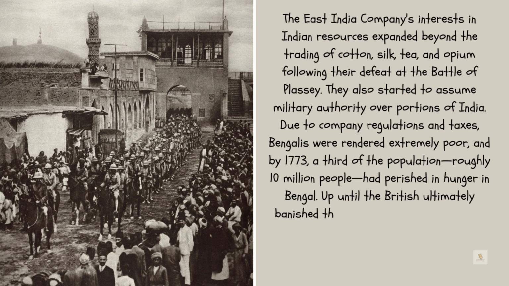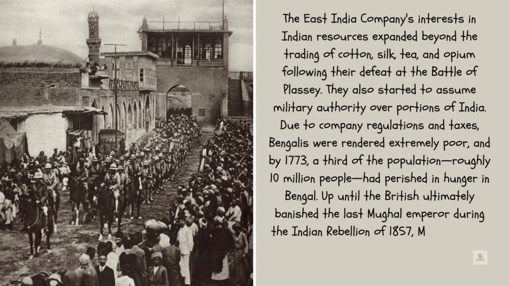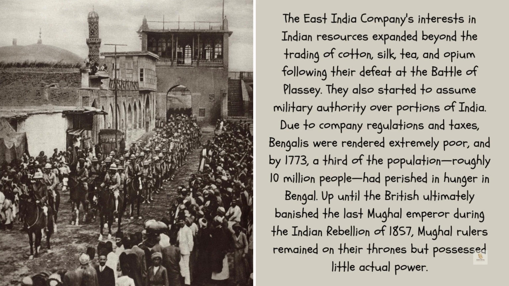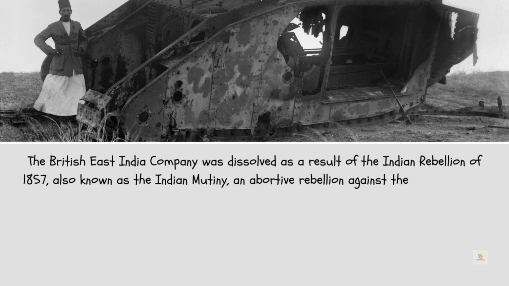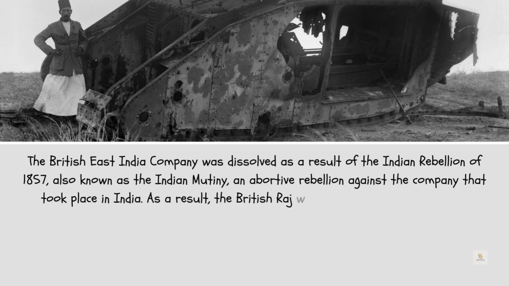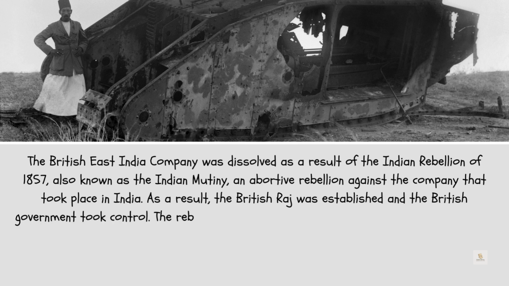Up until the British ultimately banished the last Mughal emperor during the Indian Rebellion of 1857, Mughal rulers remained on their thrones but possessed little actual power. The British East India Company was dissolved as a result of the Indian Rebellion of 1857, also known as the Indian Mutiny, an abortive rebellion against the company that took place in India. As a result, the British Raj was established, and the British government took control.